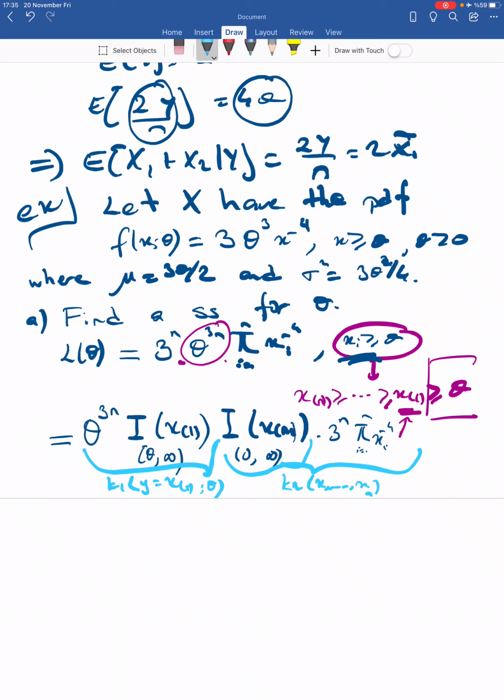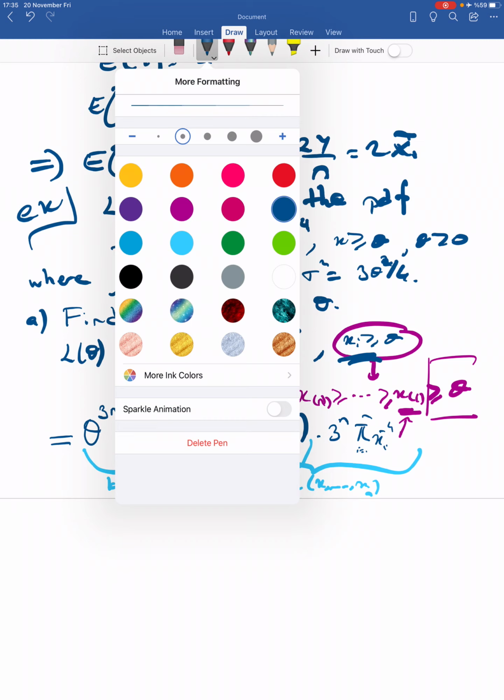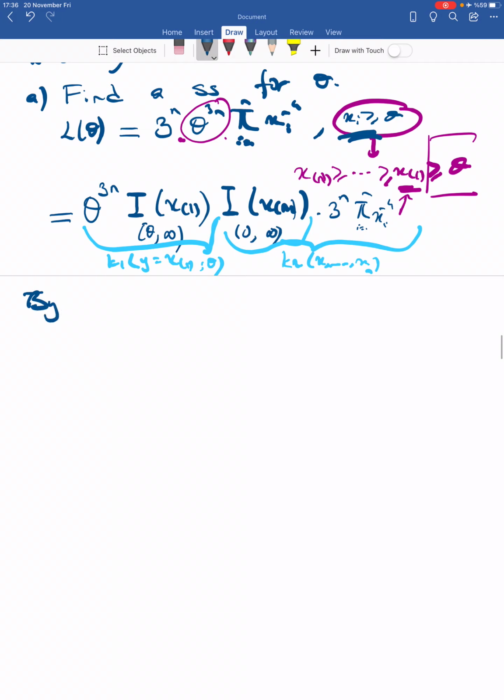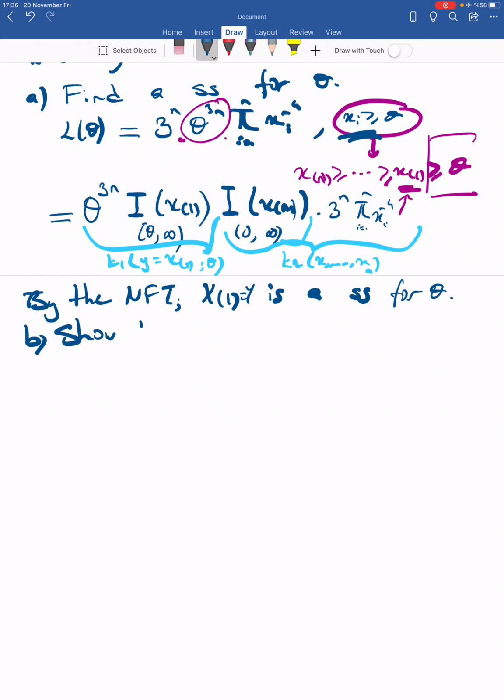So we can write our PDF in Neyman factorization theorem form. So by the Neyman factorization theorem, x1 is a sufficient statistic for theta. So part B, show that y is, so y is this one actually, so let's say this is y. Show that y is a complete sufficient statistic for theta.